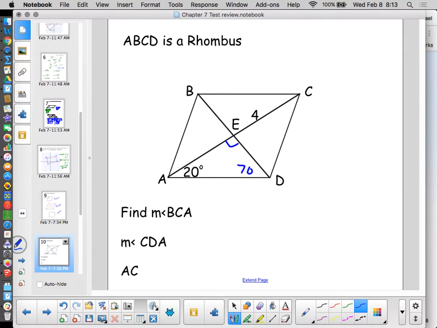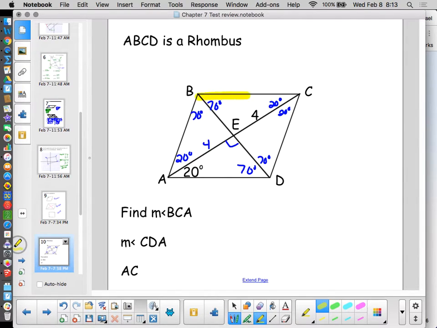Okay? And this has to be 20 here. And these two have to be 20s. And all these have to be 70s because it's a rhombus. Rhombuses are special. And this has to be a 4 also. Now I can answer my questions very easily. Find the measure of angle BCA.